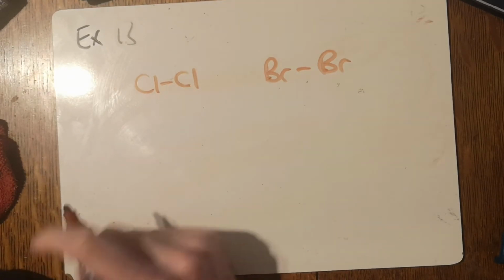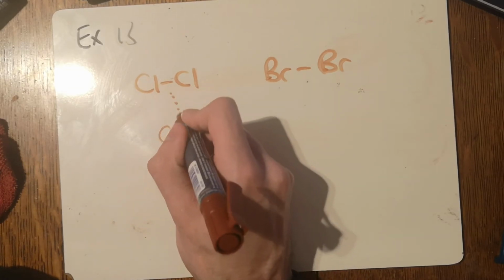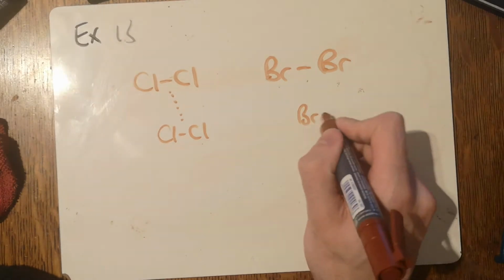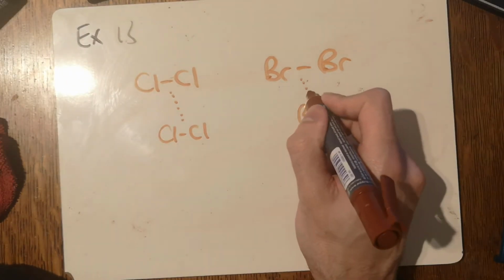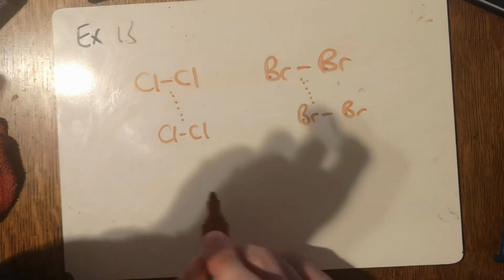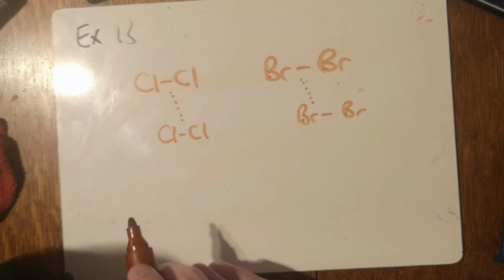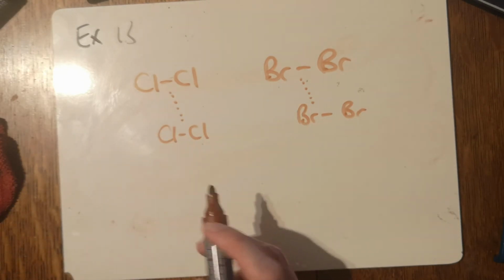Now, in order to get these to boil, you have to break the weak intermolecular forces between the molecules. So not the covalent bond, but these weak intermolecular forces. You've got to break them. In order to break them, we put energy in. And the stronger the bond, the more energy in the form of heat we've got to put in.